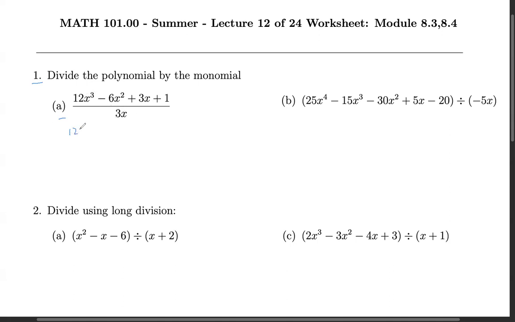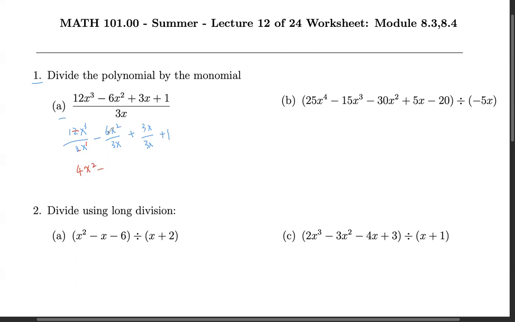So let me write it out. So that's 12x cubed divided by 3x, minus 6x squared divided by 3x, plus 3x divided by 3x, then plus 1. Right, then we can simplify each one. So 12 divided by 3, that gives us 4. X cubed divided by x, remember x is x raised to 1. So division of the same base, we subtract exponents. So we get x raised to 3 minus 1, which is 2. We get 4x squared.